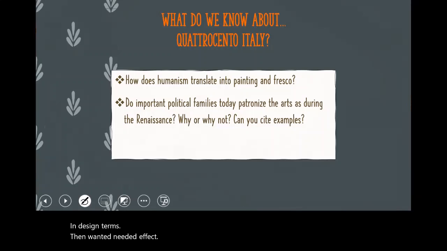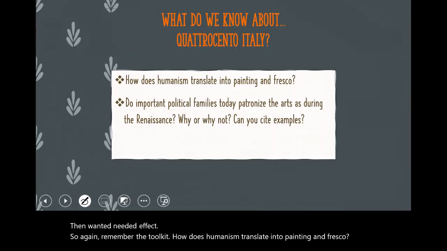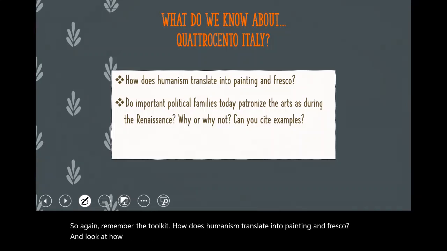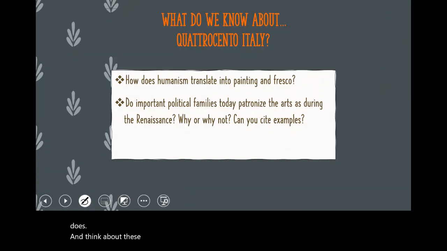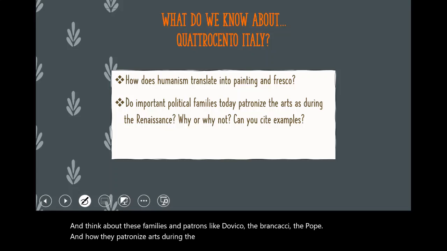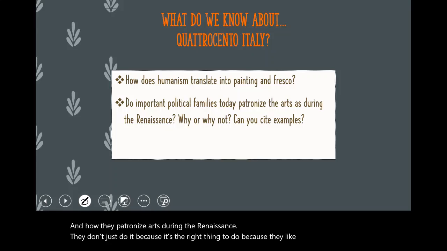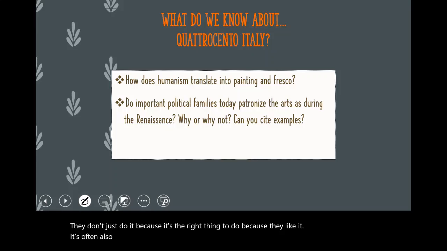So again, remember the toolkit. How does humanism translate into painting and fresco? And look at how sometimes they don't use the toolkit for very important reasons, like Mantegna does. And think about these families and patrons like Ludovico, the Brancacci, the Pope, and how they patronize arts during the Renaissance. They don't just do it because it's the right thing to do, because they like it. It's often also politically necessary. And for the Pope, it is religiously necessary too.